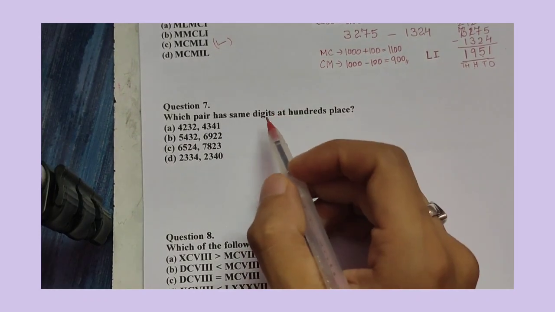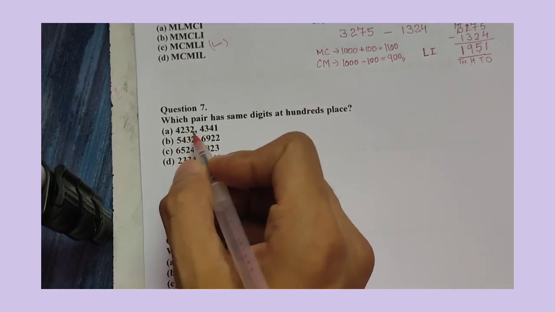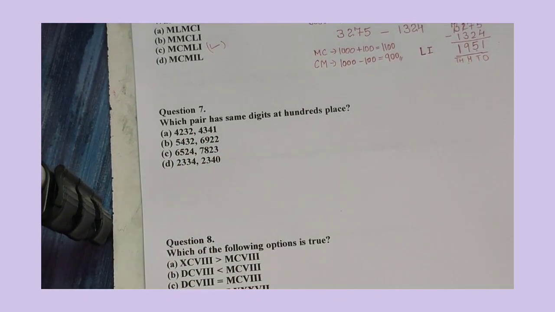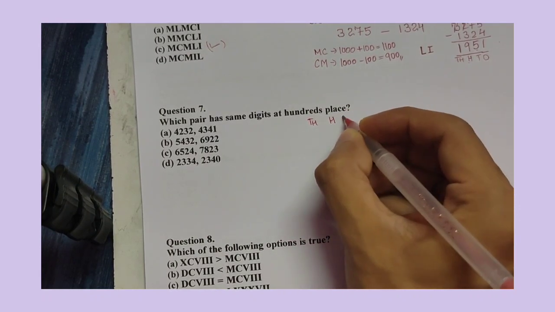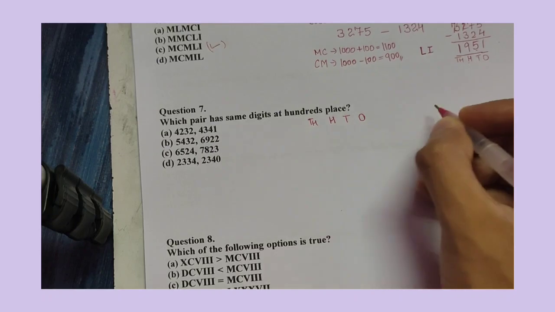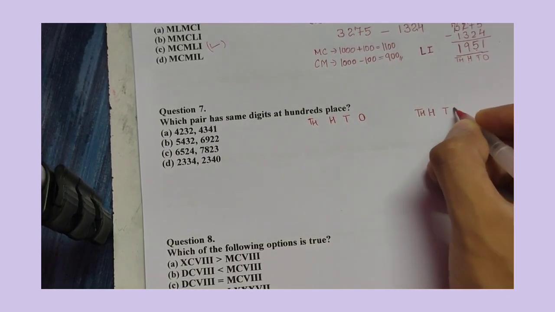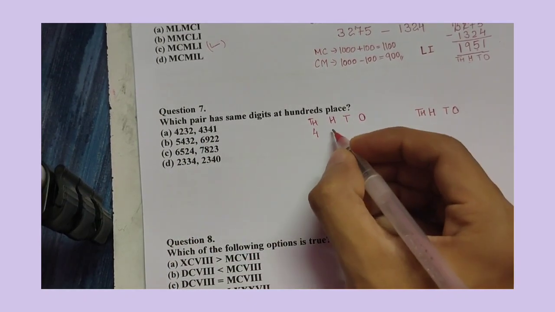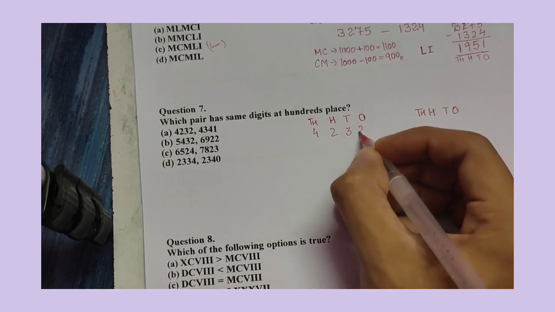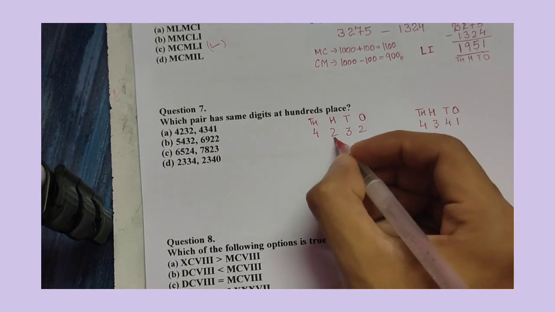Moving on to the second one. Which pair has the same digit at the 100 place? Okay, as we can see that here 4 numbers are there, means 4 place values will be there. It means 1000, 100, 10 and ones. Again we are comparing 2 numbers, so let us write it 2 times and put up the numbers here. Okay, the first pair 4, 2, 3, 2. 4, 3, 4, 1. At the 100 place if we check, here it's 3, here it's 2.